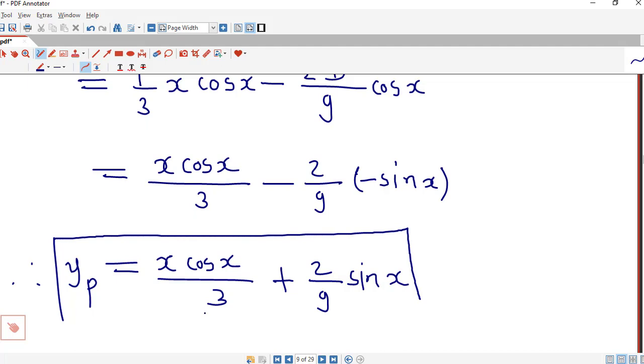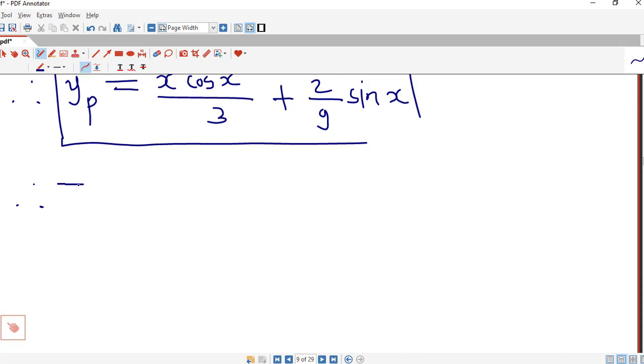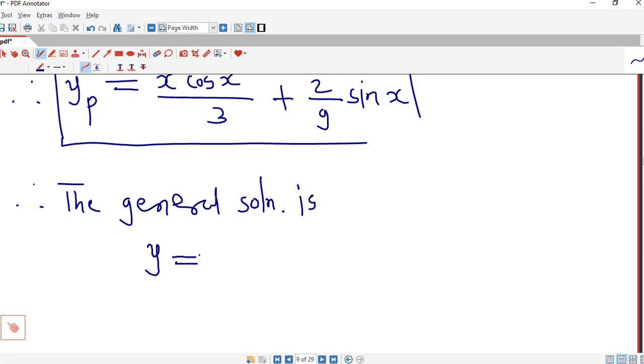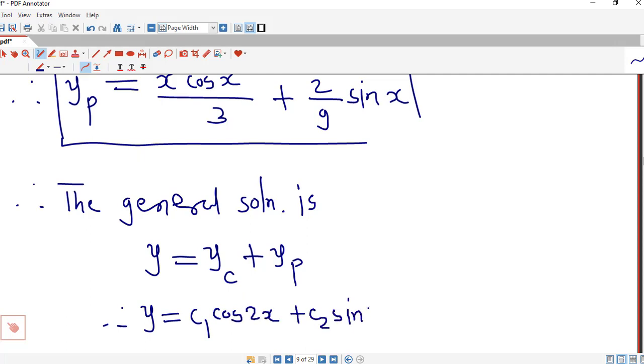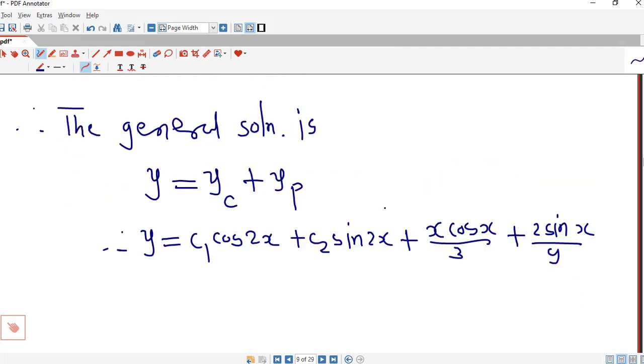So this formula is easy as compared to the previous formula, and finally we write down the general solution. Therefore the general solution is y equal to yc plus yp. Therefore y equals, the complementary function was c1 cos 2x plus c2 sin 2x, plus x cos x divided by 3 plus 2 sin x divided by 9, where c1 and c2 are arbitrary constants.